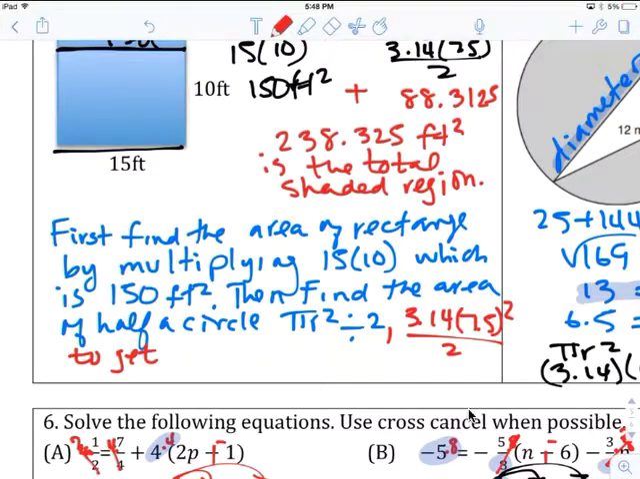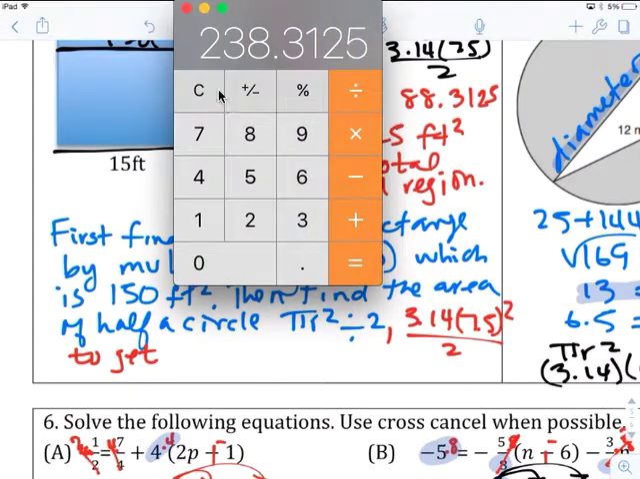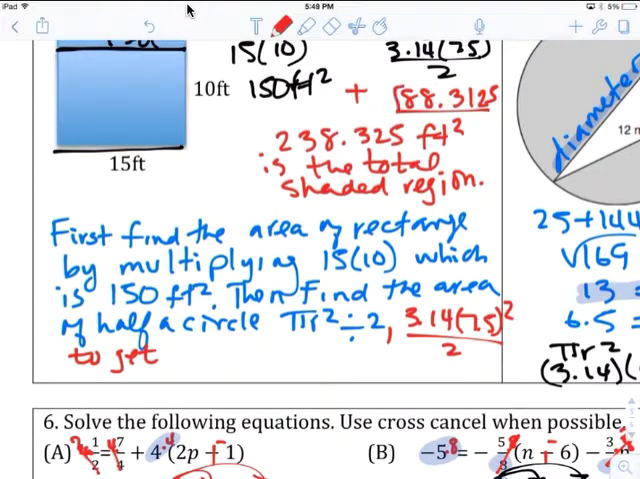Calculator again. 7.5 times 7.5 times 3.14 divided by 2. Oh, why did I do that? Silly. It's right here. I did that already. Miss Wilcox going cuckoo.